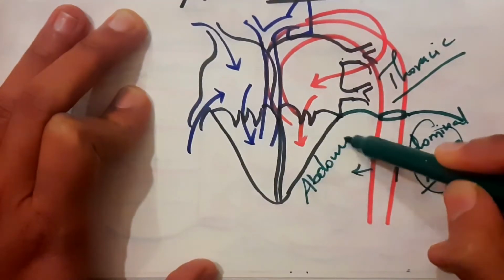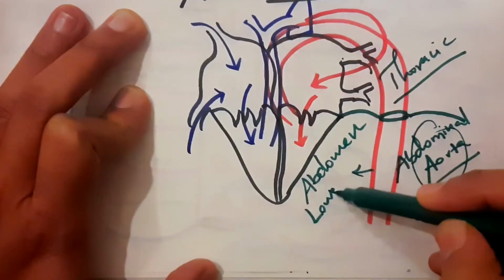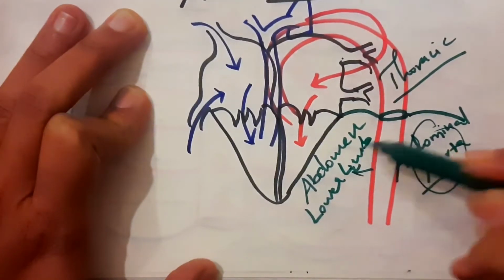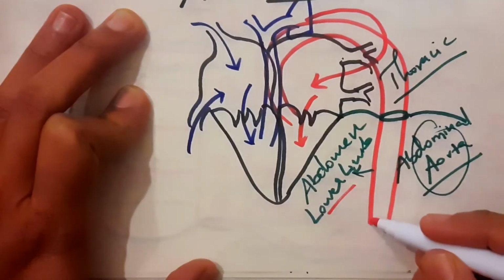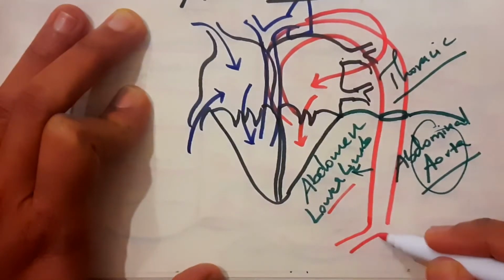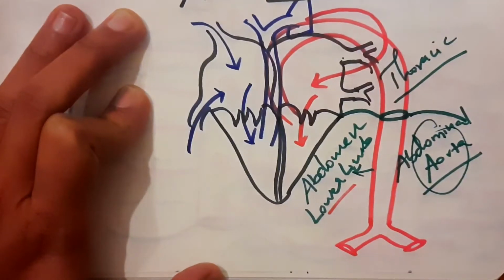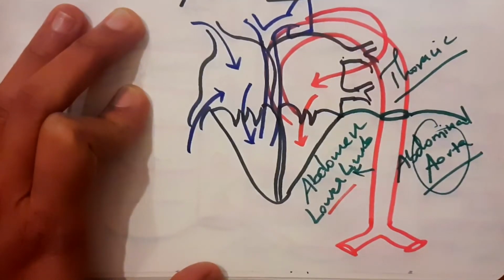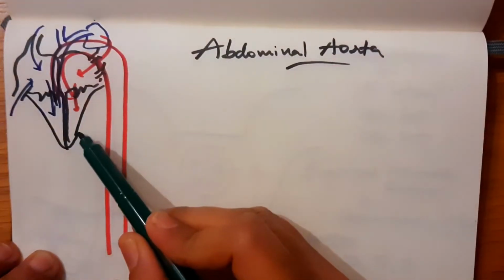This abdominal aorta supplies the lower part of the body, that is the organs in the abdomen, and also the lower limb. How does the abdominal aorta supply the lower limb? It is supplied by the bifurcating branches. They are called common iliac arteries. They further bifurcate into external and internal, which supply the lower limb.